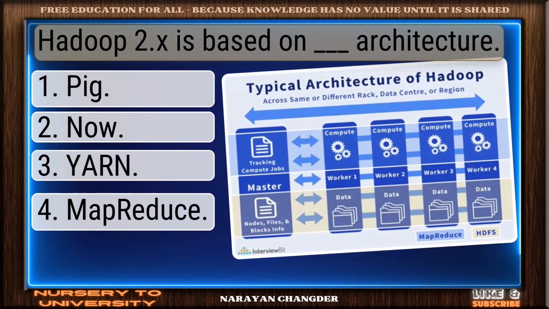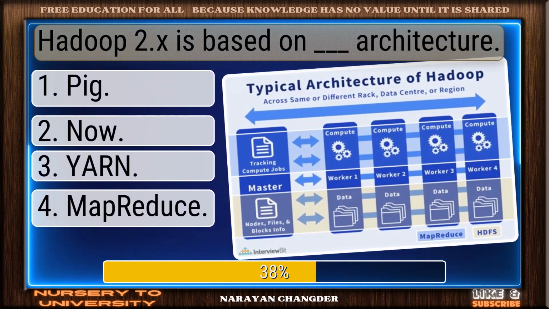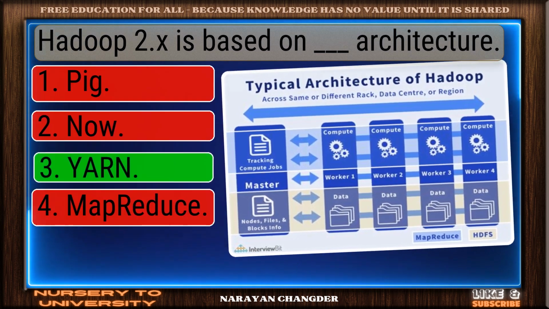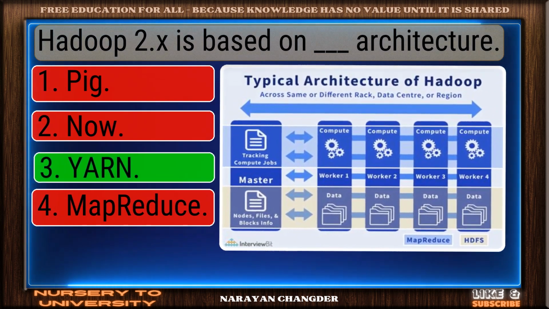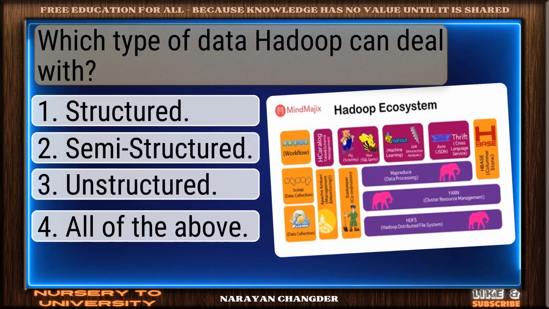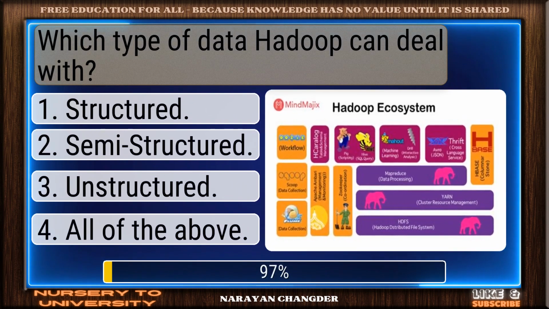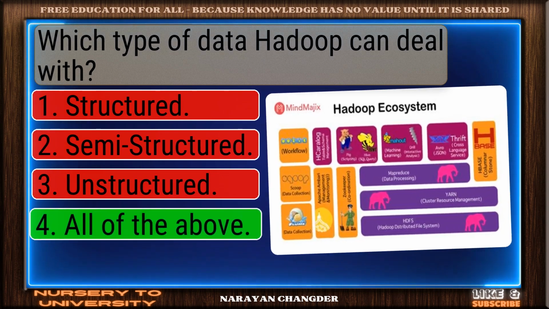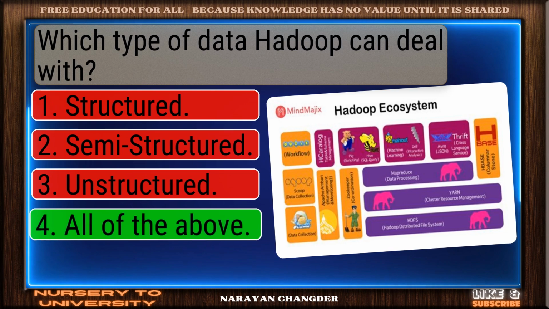Question number 41. Hadoop 2.x is based on ___ architecture. Exactly. YARN makes sense, and it is the right choice. Question number 42. Which type of data can Hadoop deal with? Nice selection. All of the above is the correct and valid answer.